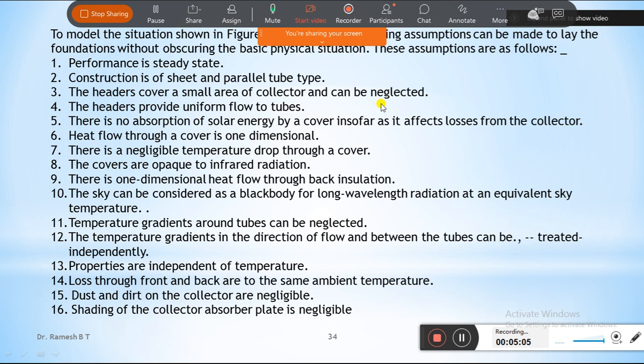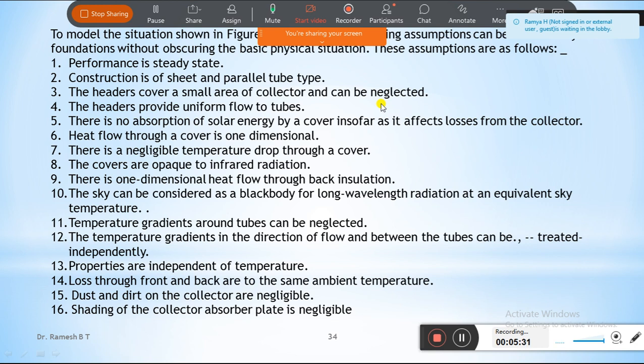And the header provides uniform flow to the tubes, which means whatever inflow comes from the header is always uniform flow of the fluid inside. And there is no absorption of solar energy by the cover, so no energy is absorbed by the cover; that we are going to neglect, or it can be taken as zero energy absorbed by the cover.